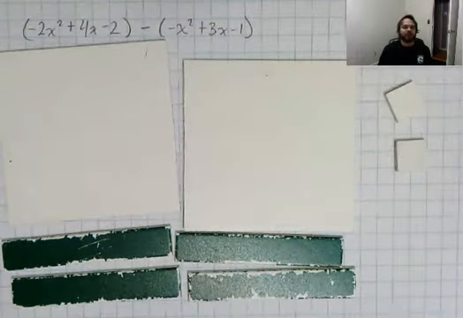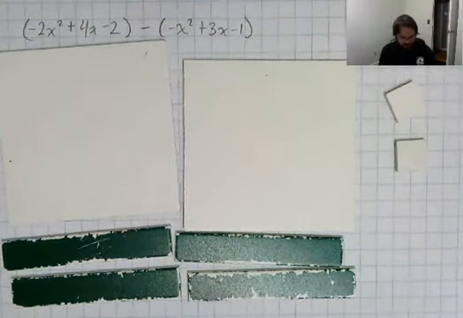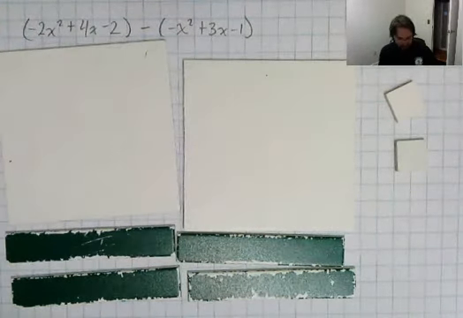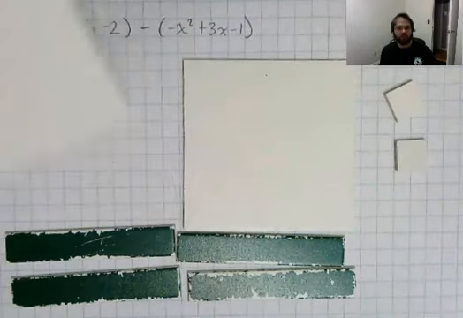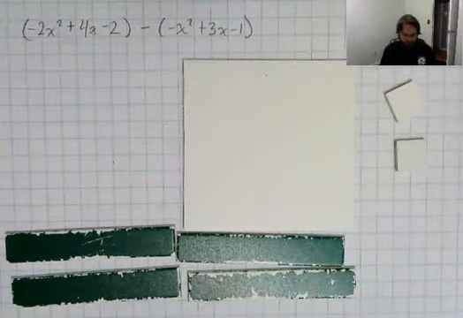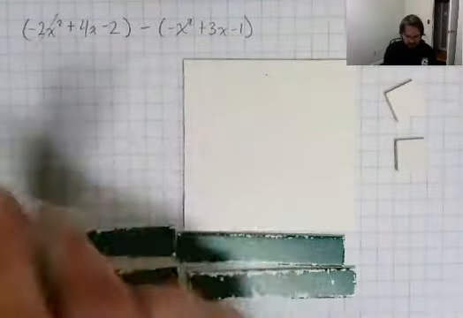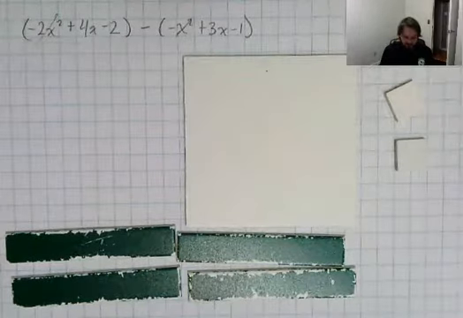Okay? Now let's see what it says. We want to take away a negative x squared. So I want to take away a negative x squared. I have a negative x squared here to take away. So I'm going to take away a negative x squared. This part is done. Okay, we took away a negative x squared from the negative 2x squareds.